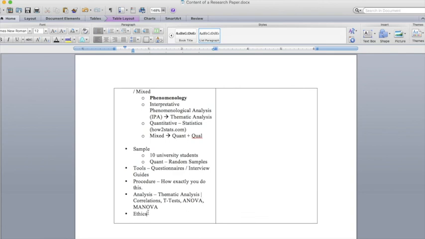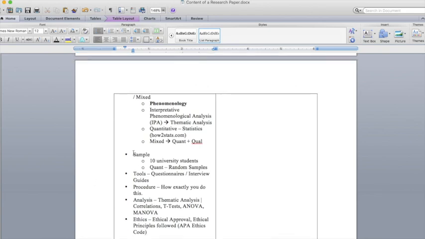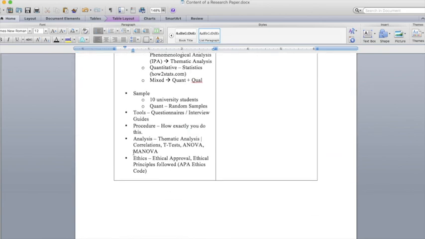And then the ethics: from where you got the ethical approval, ethical principles followed, usually the APA ethics code, okay, this kind of thing. So you explain this in the research paper, okay.